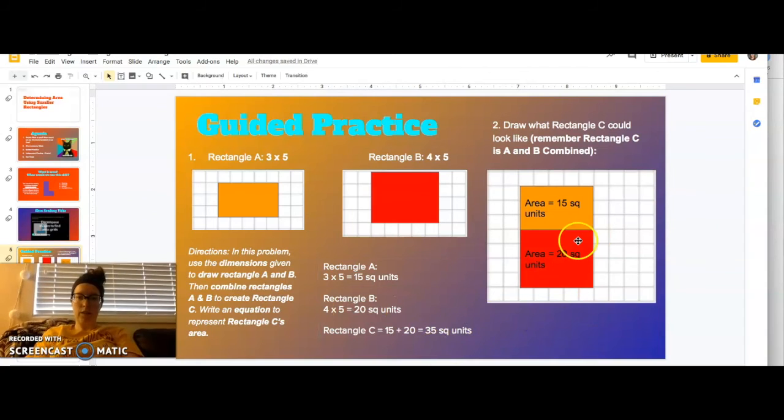Okay, so I was able to find the area, or the inside, of rectangle C by finding the individual area of each of these smaller rectangles, and I did that by multiplying the length times the width. Then I added up my two areas that I got to find the total area for rectangle C.